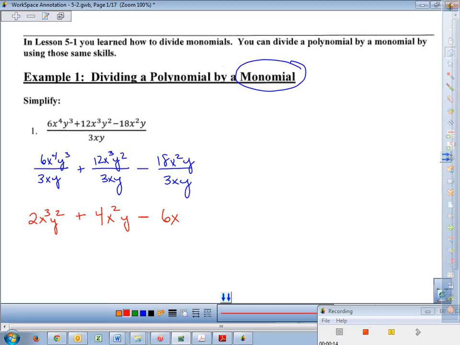18 over 3 turns into a 6. X's, there's more upstairs. Y's cancel each other out. There's the same amount top and bottom. Pretty simple on that. Box it. That's our answer. We just divided a polynomial by a monomial.